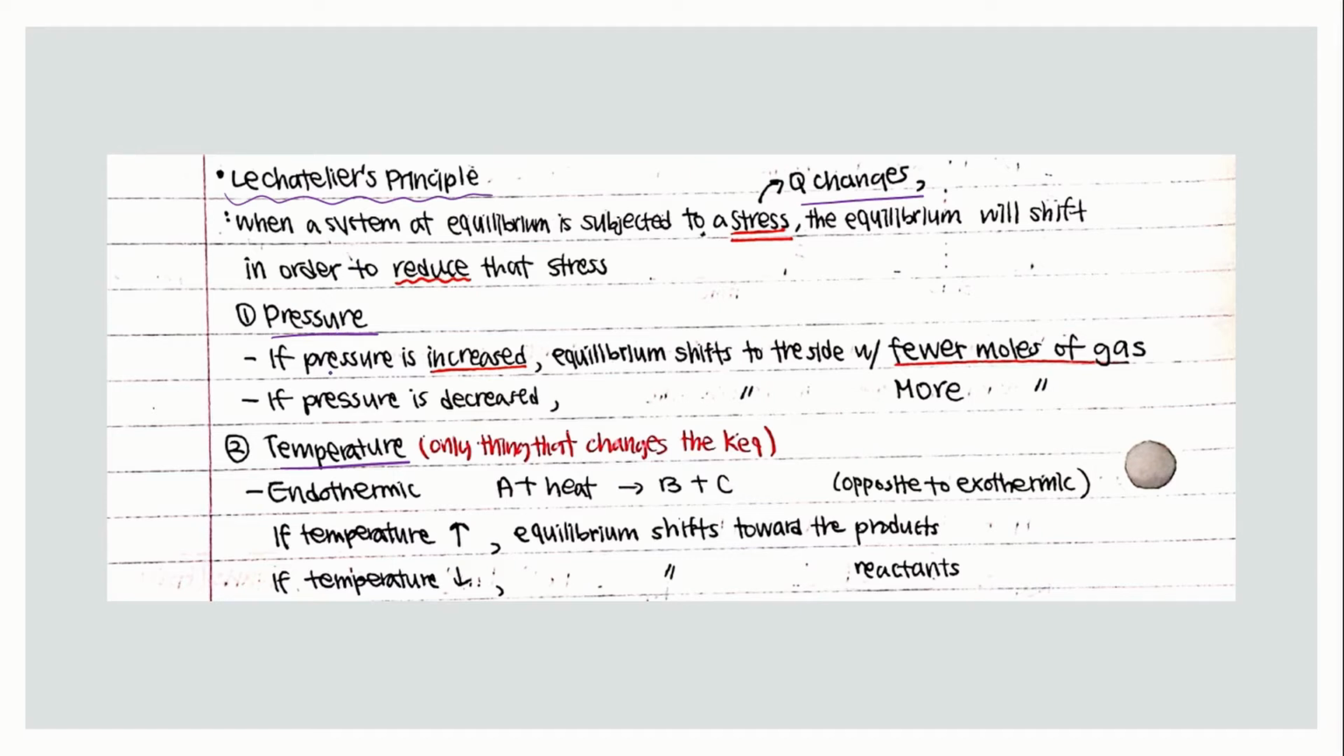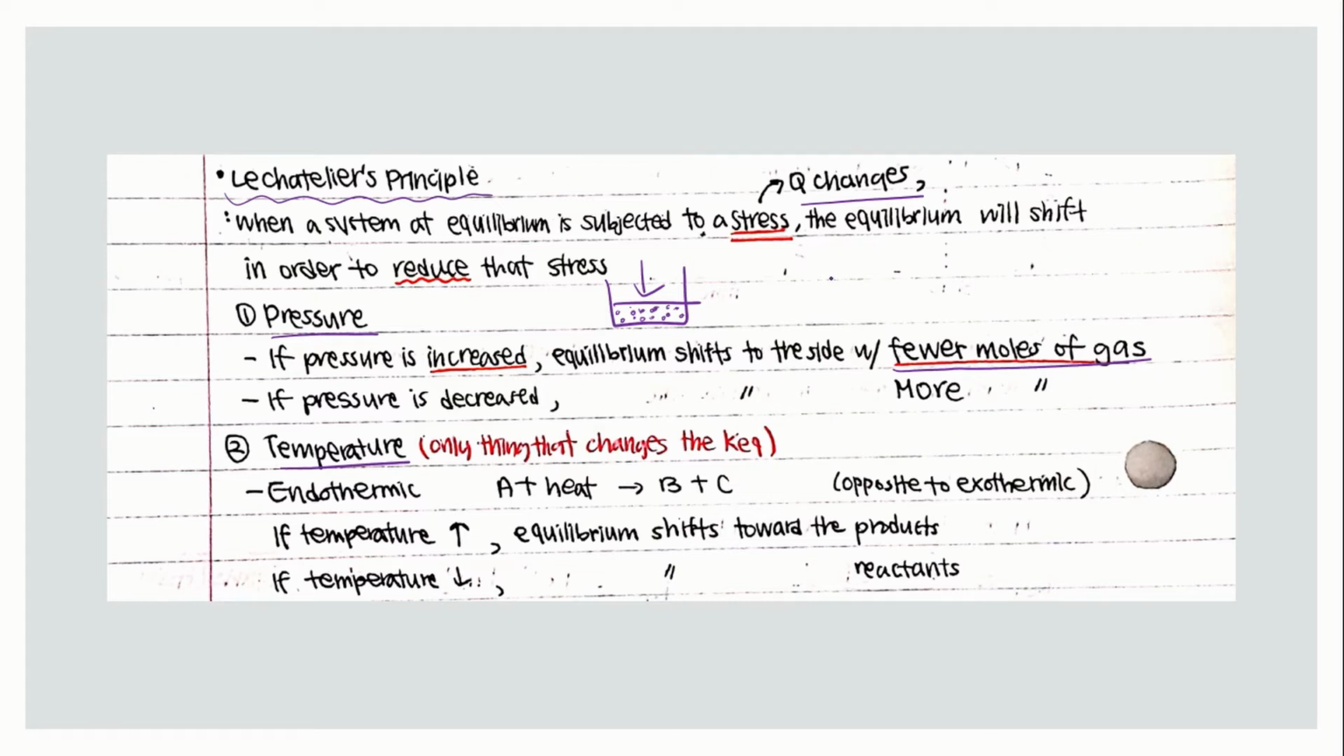For pressure, if pressure is increased, then the volume is decreased. Then the molecules will be squished together and there will not be space for more molecules. So they will want to remove some molecules so they will not be stressed. Equilibrium will shift to the side with fewer moles of gas, so it will produce fewer moles of gas than before to reach an equilibrium.